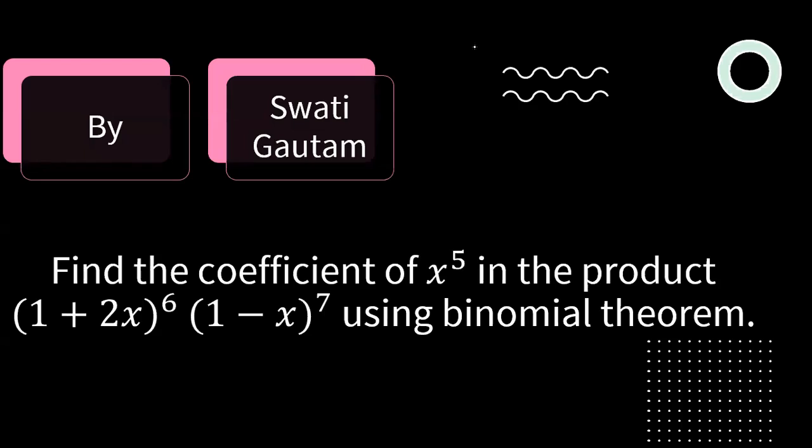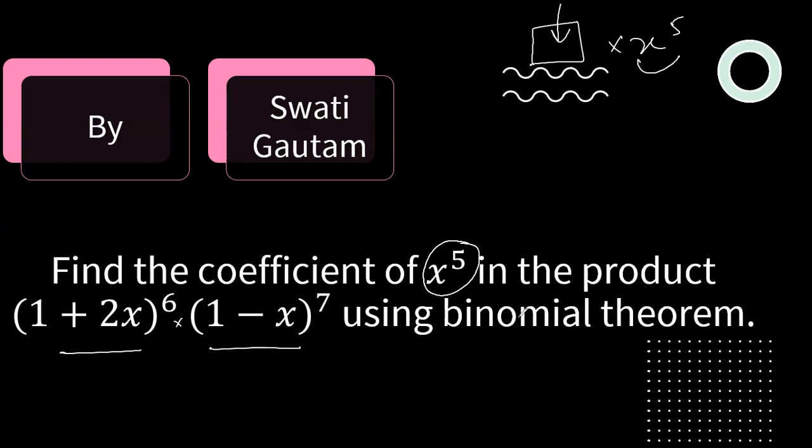So let's have a discussion on the question, and the question is: find the coefficient of x raised to the power 5. Coefficient means whatever you have in multiplication with x raised to the power 5, that you have to find out, right? So in the product of this using binomial theorem, it means we have to multiply these expansions, and we have to work only for the terms which have x raised to the power 5. Okay, so let's start with the question.